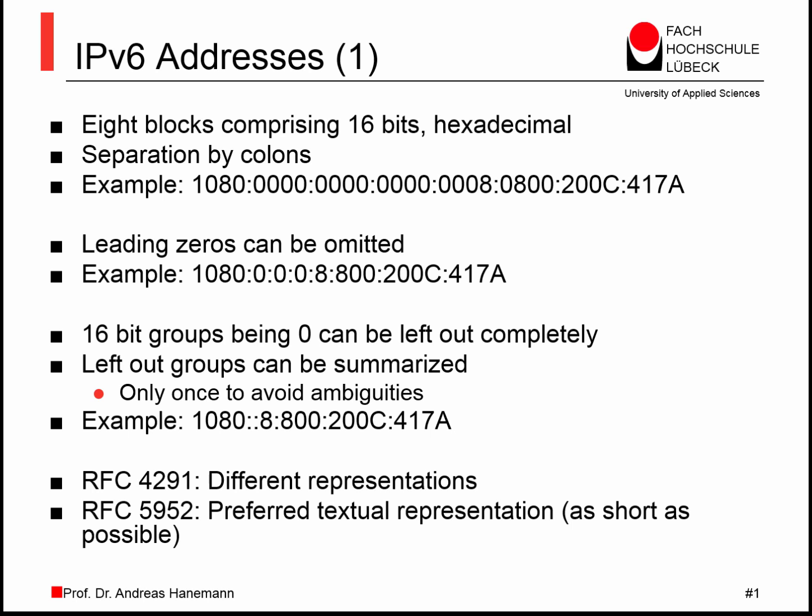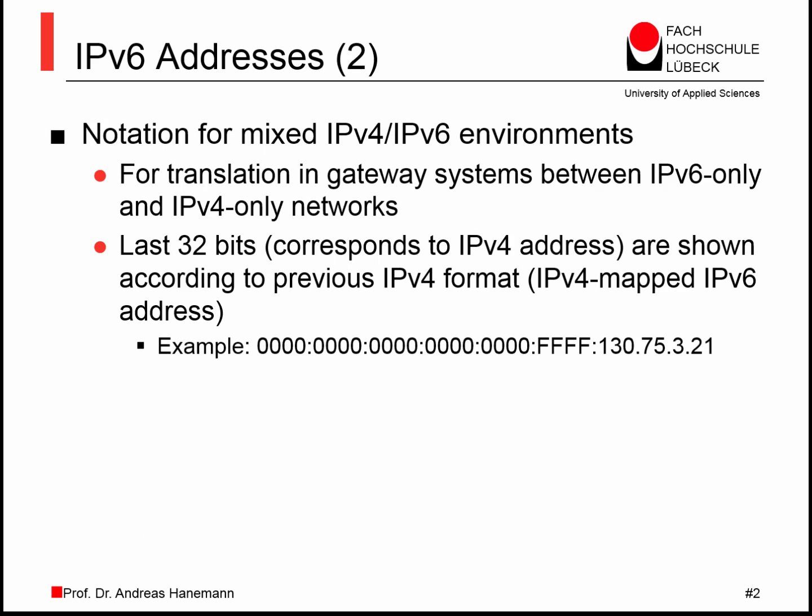To make it easier for humans, rules have been defined to shorten the representation. At first, leading zeros can be omitted in every block. Furthermore, blocks which are completely zero can be skipped, and it is also possible to summarize several skipped blocks. Such a summarization is only allowed once, because there would be ambiguities otherwise.